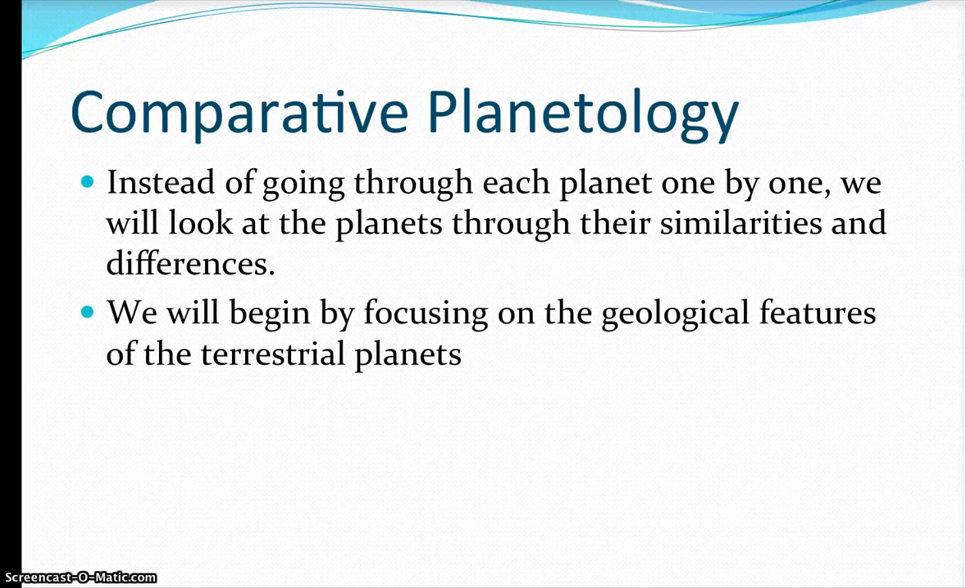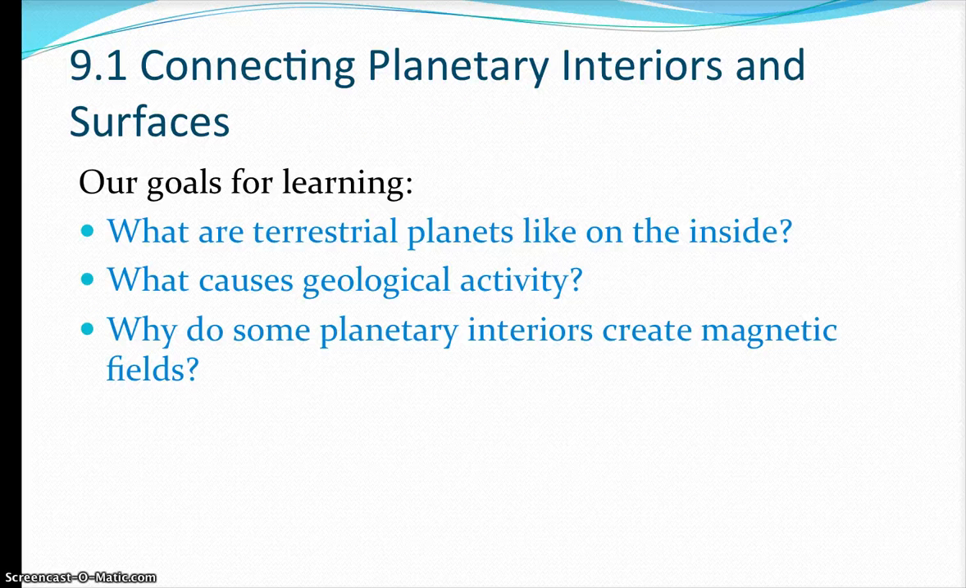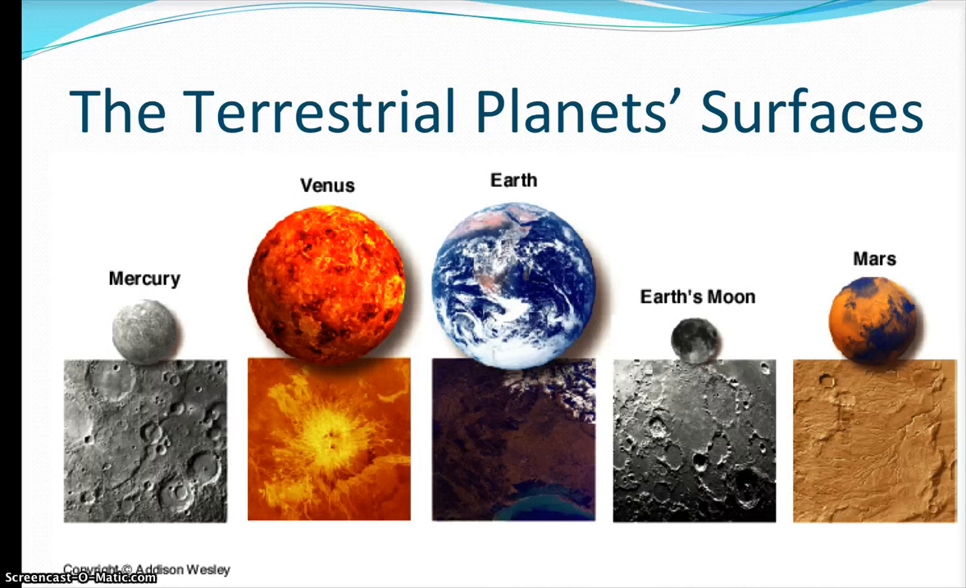As I said earlier, we're going to look at the geological features of the terrestrial planets in this slideshow. So some of the things that we want to learn about are what the terrestrial planets are like on the inside, what causes their geological activity, and why some planetary interiors allow a planet to create a magnetic field? So first we're just going to start off by looking at these terrestrial planets and what their surfaces look like.